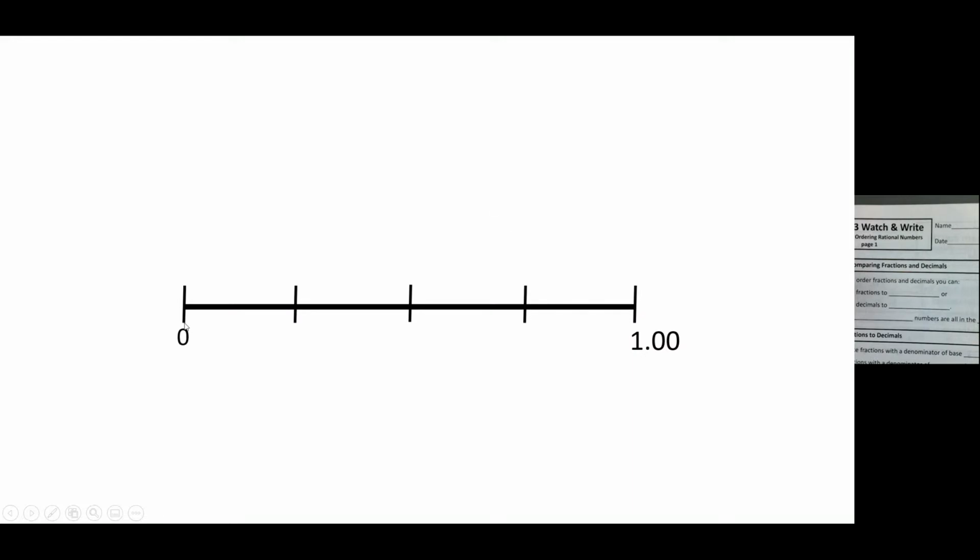Okay, so here's 0. Here's the first piece, that's 1 piece. Here's the second piece, that's 2 pieces. Here's the third piece, that's 3 pieces. Here's the fourth piece, and this is the number 1.